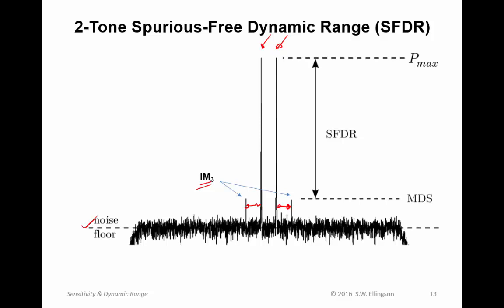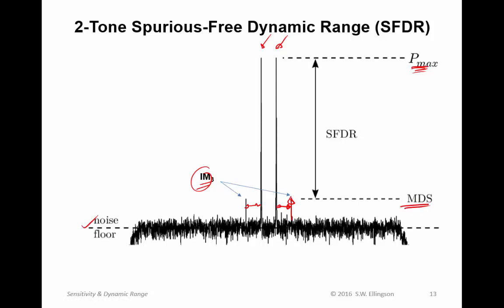And we know that they start off pretty weak and they get stronger and stronger as the applied, that is the fundamental tone power, goes up. So what we do in this measurement is we increase the power of the fundamental tones until the intermodulation products reach the threshold that we have previously defined as being the MDS.